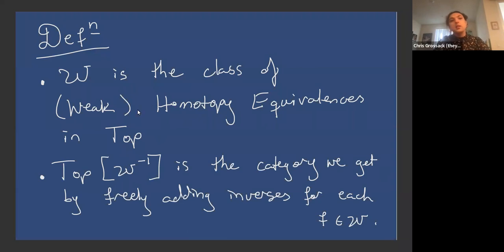But okay, the idea is that we're going to require that F induce isomorphisms on every homotopy group, whatever that means. And then we're going to define Top of W inverse, this notation is sort of stolen from localization of rings, to be the category we get by freely adding inverses for every weak equivalence. So we're just forcing every weak equivalence to have an inverse. That is, we're forcing every weak equivalence to become an isomorphism.